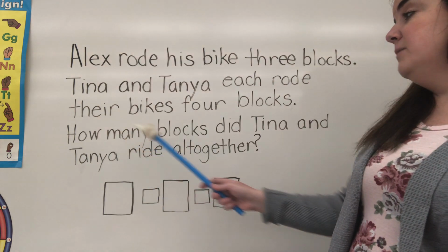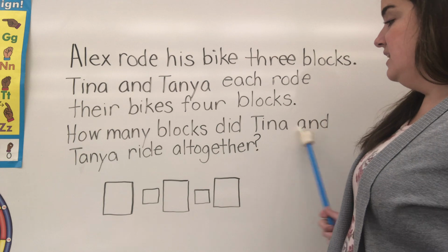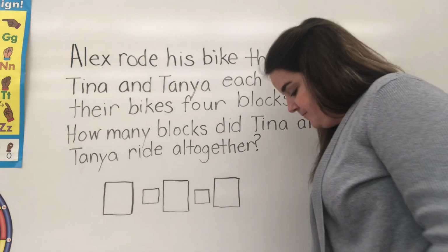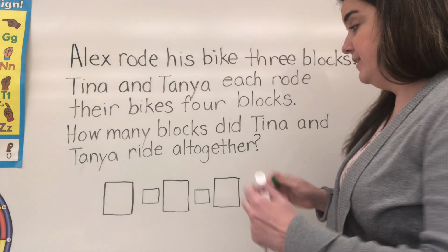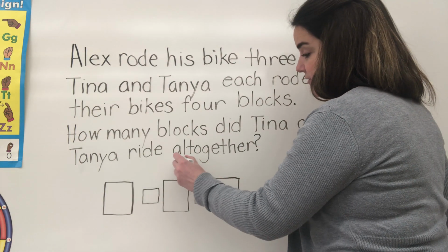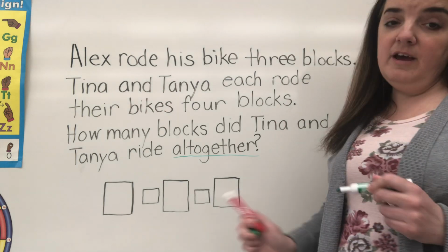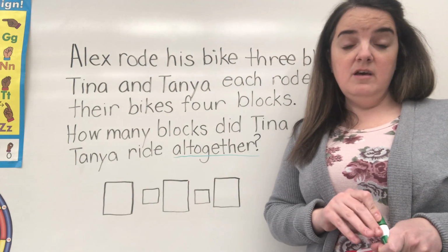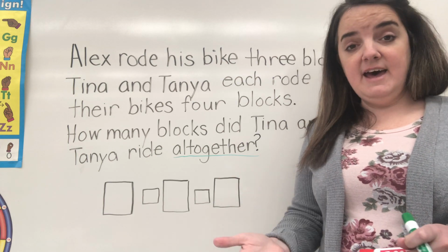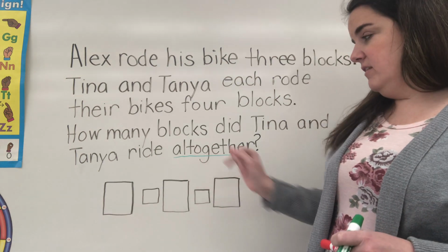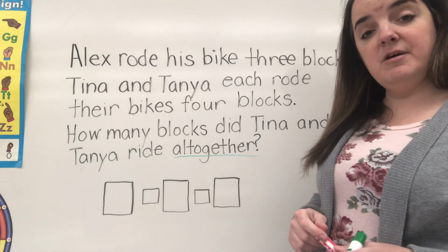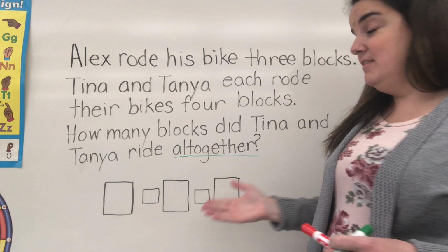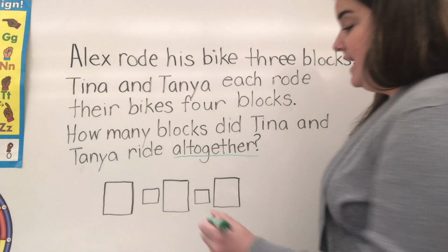It's asking how many blocks did Tina and Tanya ride all together? And here's this word. Let me use a green marker for this. Here's this word all together. Now, when I see that word all together in a story problem, what does it want me to do? Does it want me to add or subtract? We talked about this word before, all together. What do you think? All together, it means that they want you to add.